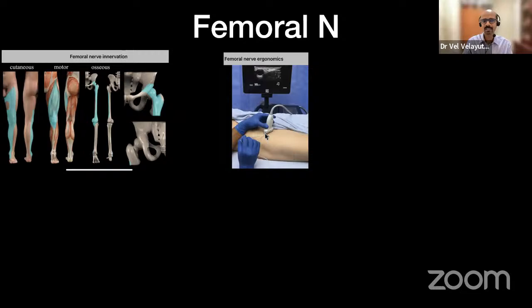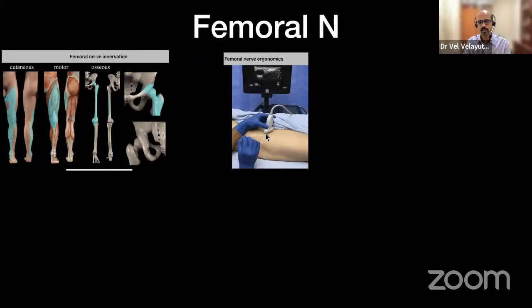So that's the probe position and different types of probes, as Dr. Kiran was saying. So in this one, we're using a high frequency linear probe because all superficial nerve blocks can be done with a high frequency linear probe. And that gives you a better picture in terms of resolution. And your needle approach is going to come from lateral to medial in through the middle of the probe.